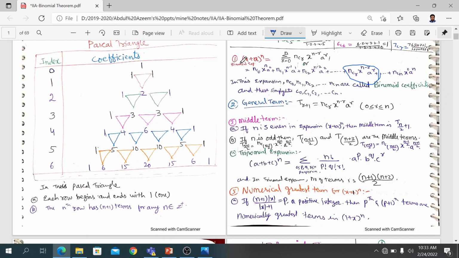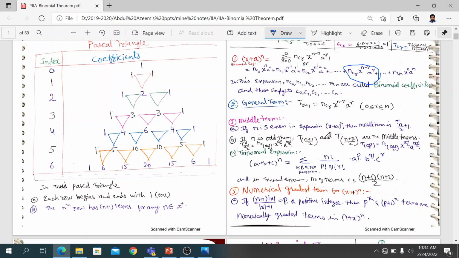Next, you have seen this expansion. Now the middle term. If n is even in the expansion of x plus a power of n, then the middle term is T n by 2 plus 1. Next, if n is odd, then T n plus 1 by 2 and T n plus 3 by 2 are the middle terms.